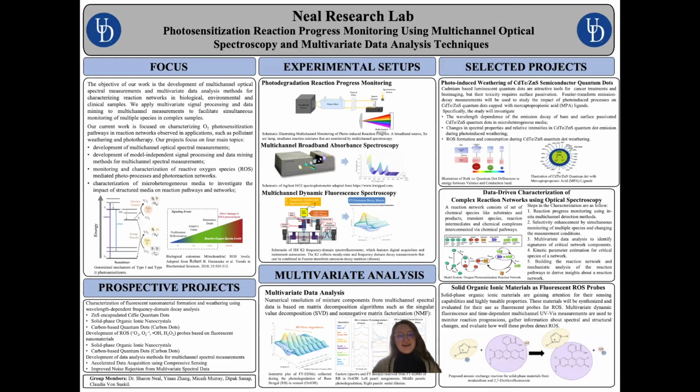Hi everyone, Claudia again. My project involves using solid phase organic ionic materials as fluorescent nanoprobes for ROS. These materials, which are composed of mismatched asymmetric cations and anions, are gaining attention for their sensing capabilities and highly tunable properties. For my project, I plan on synthesizing these materials and evaluating them for their use as fluorescent probes for ROS. To accomplish this, I use multivariate dynamic fluorescence and time-dependent multi-channel UV-Vis measurements to monitor reaction progression, gather information about any spectral or structural changes that occur, and evaluate how well these probes capture and detect ROS.